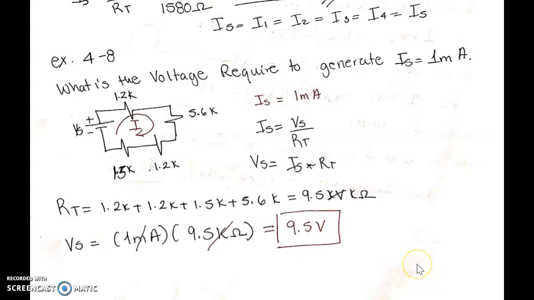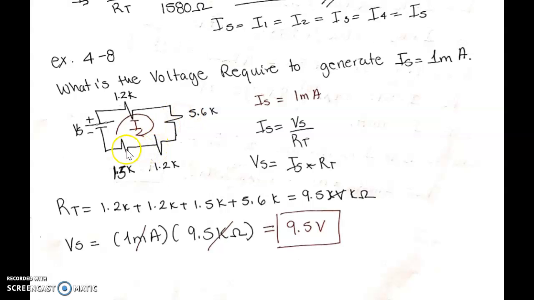We're going to continue with chapter 4, example 4-8. And right here they're asking us what is the voltage required to generate an I source of 1 milliamp. So if we go to Ohm's law, we know that I source is defined as voltage source over R total. So we have the I source and we can find the R total.